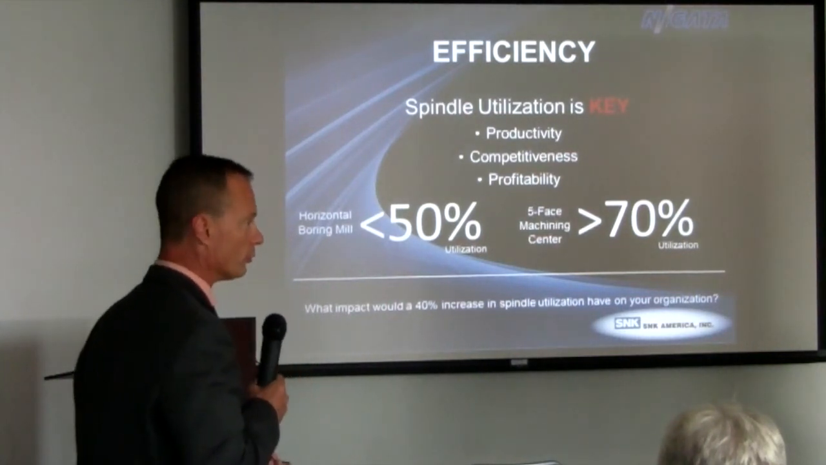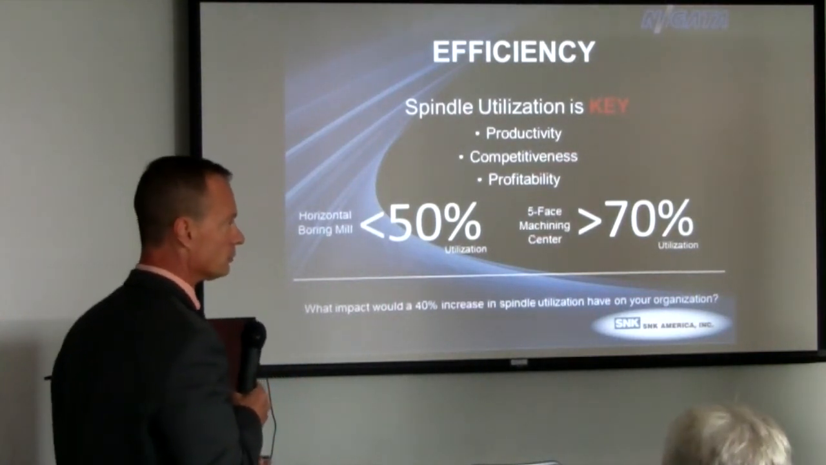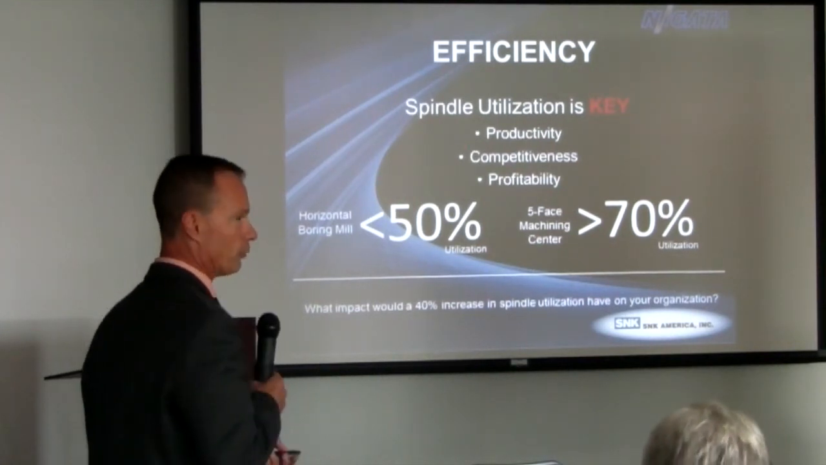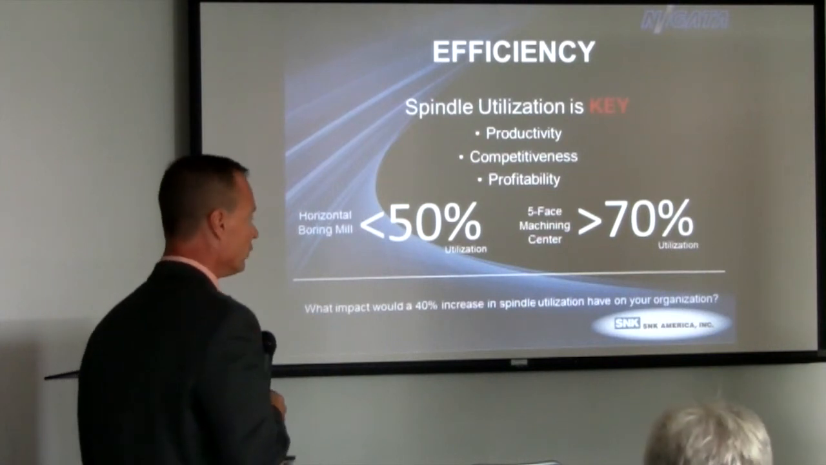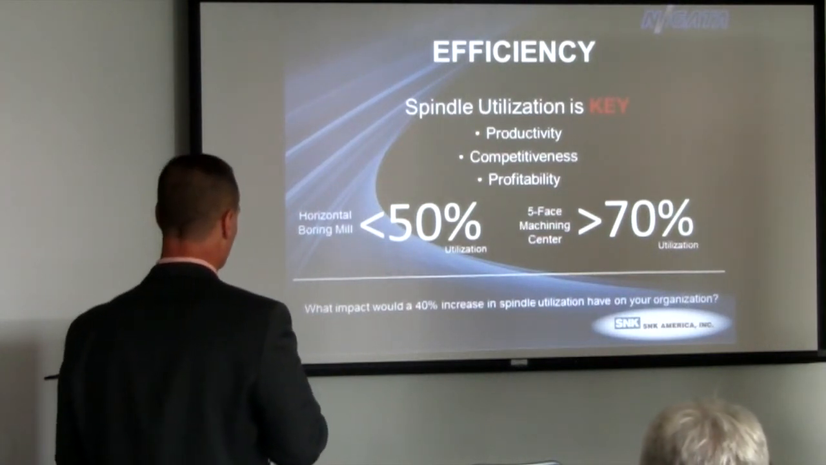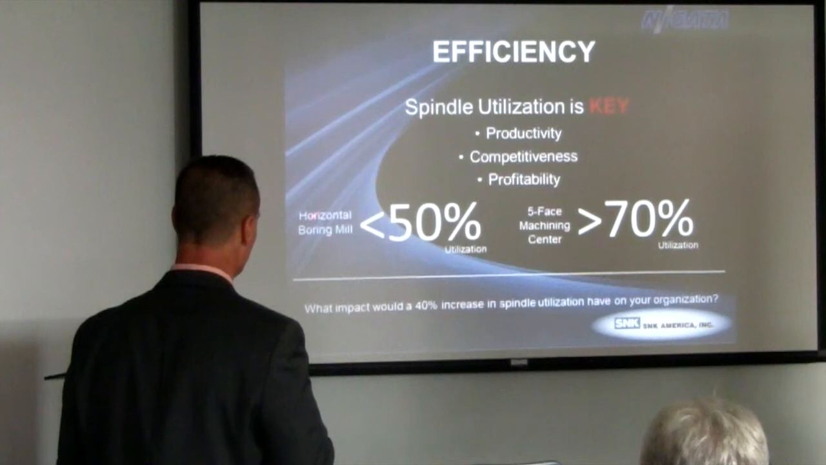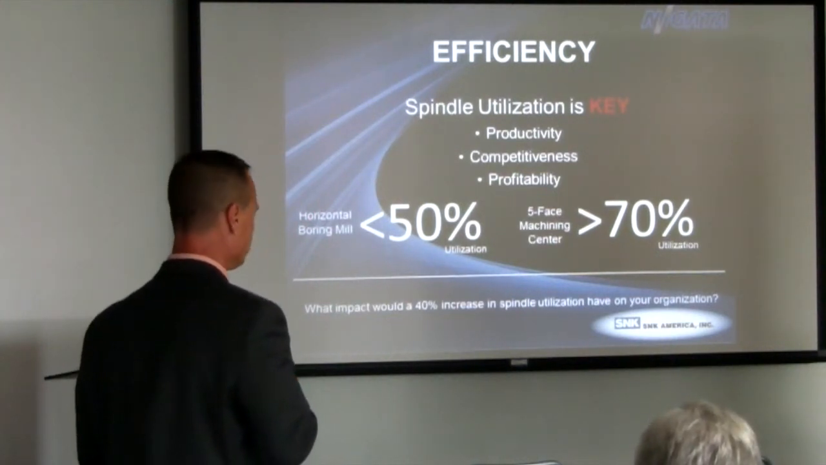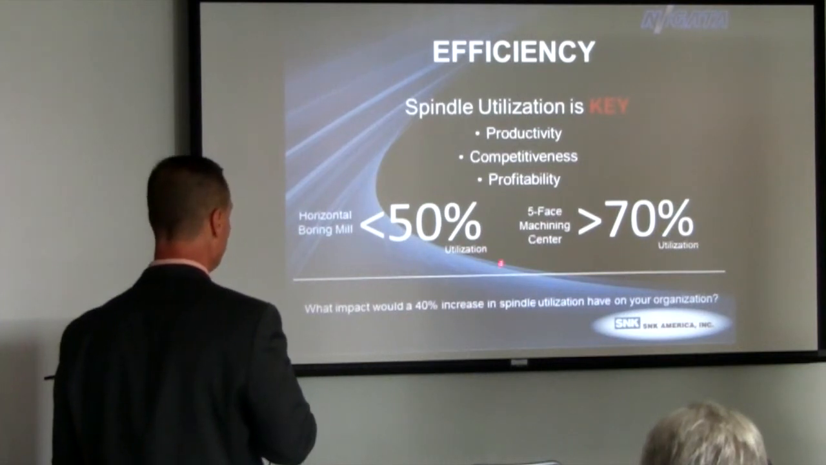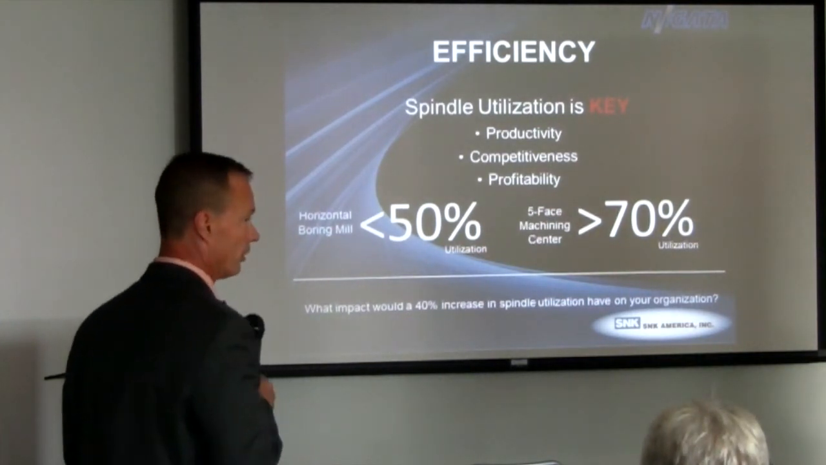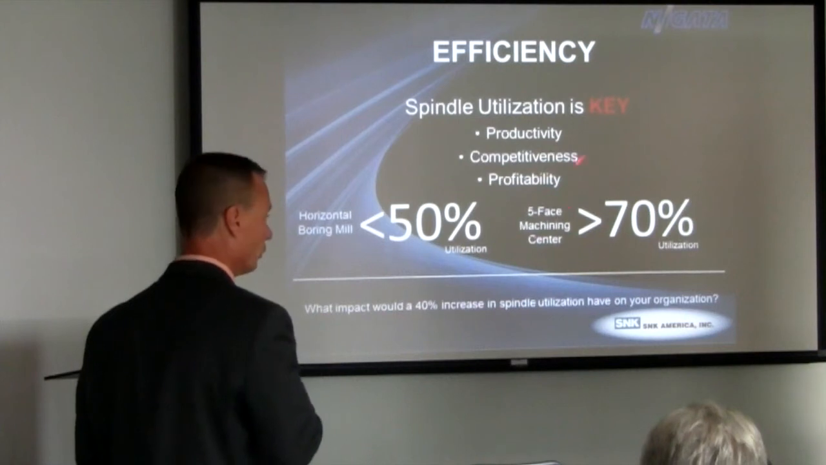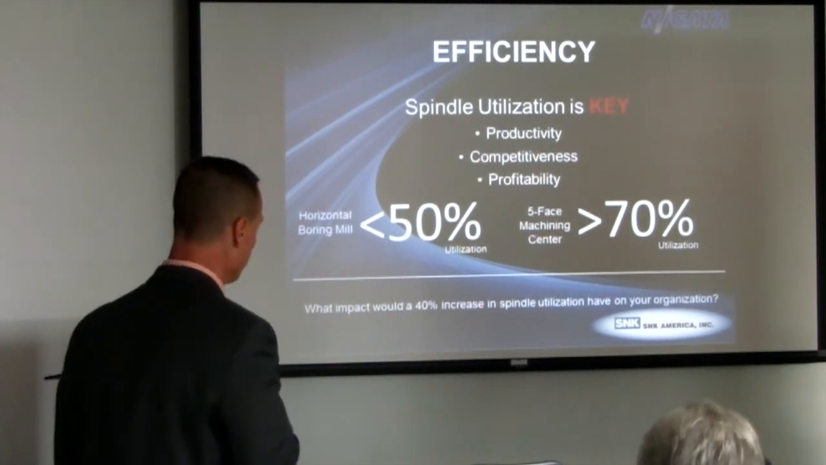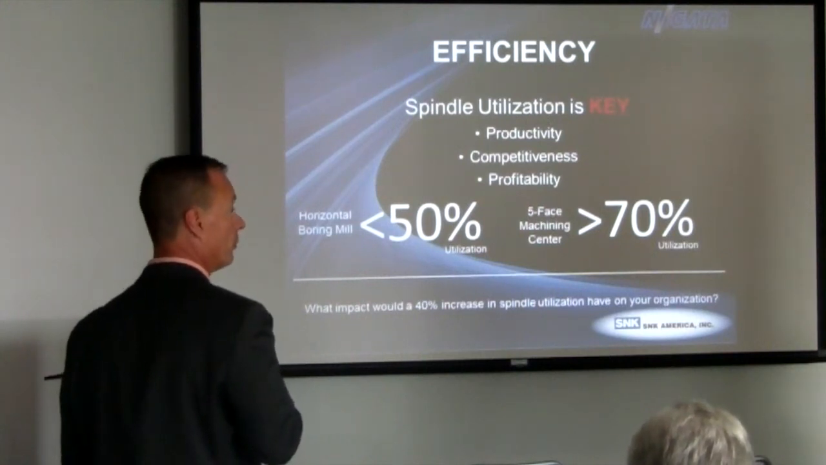How much of the available spindle time is being used to make chips? You run 20 hours a day. How much of that time is actually making chips versus non-cutting time or setup time? When you look at this, a traditional boring mill is less than 50% spindle utilization. On a 5-phase machining center, typically there's 70% or greater efficiency or spindle utilization. That's about a 40% difference in efficiency and spindle utilization, so chip making time basically.